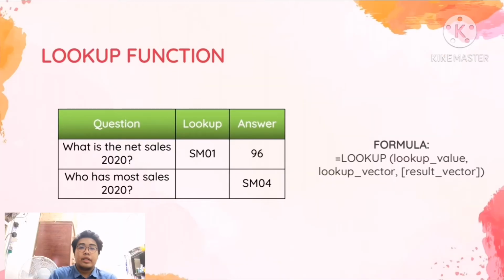Lookup function. This function is used when you need to look in a single row or column and find a value from the same position in a second row or column. For example, our team needs to know what the net sales of 2020 are and who has the most sales in 2020. The answer we get is from the syntax equal LOOKUP(lookup value, lookup vector, result vector).